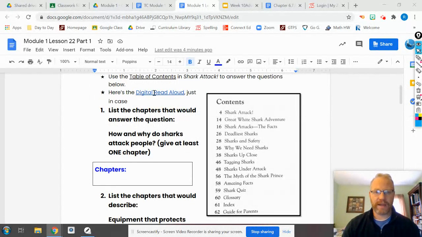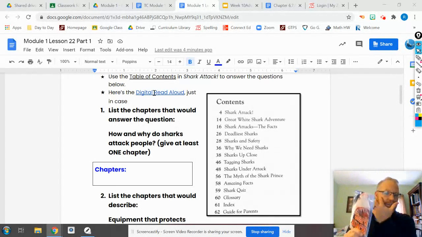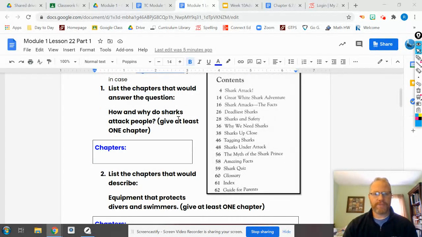Here's the digital read aloud just in case. So if you wanted to be able to open the book and not just look at this picture of the table of contents, you could use the digital read aloud. So list the chapters that would answer this question. How and why do sharks attack people? Give at least one chapter.